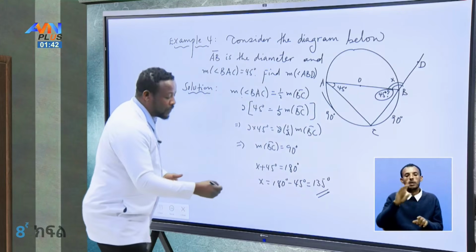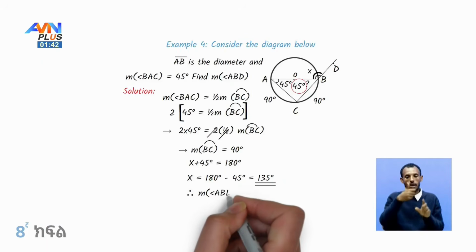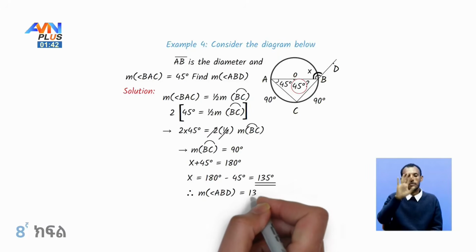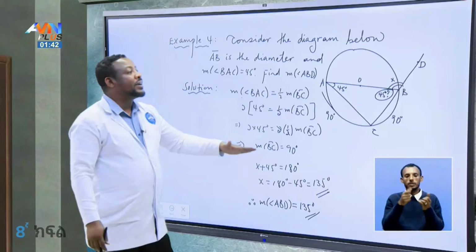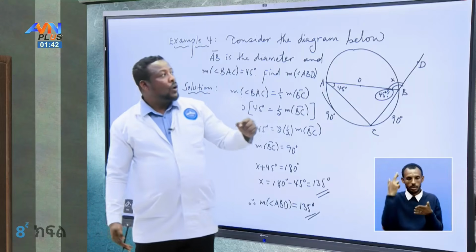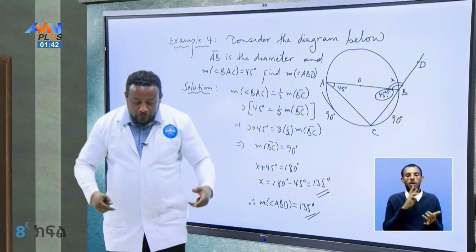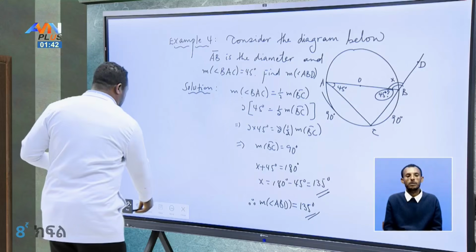Therefore, the measure of angle ABD is 135 degrees, right? So this is the required answer for this case. Now we proceed to the next theorem, which is about cyclic quadrilateral.